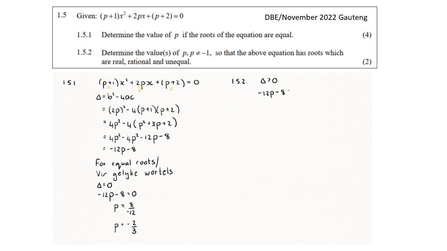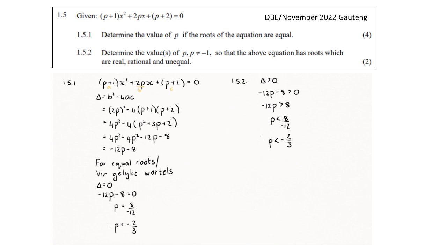And now we simply solve this inequality. Negative 12p is then greater than positive 8. And if we divide both sides by negative 12, the inequality flips, and p is then less than 8 over negative 12, and this then simplifies to negative 2 over 3.